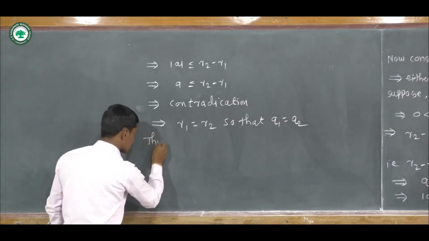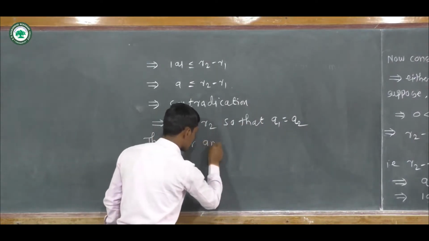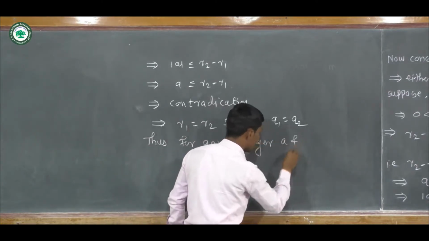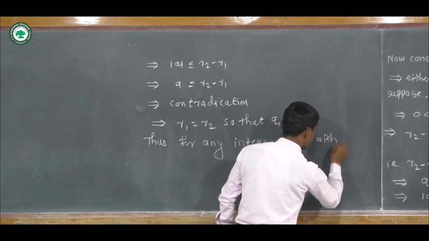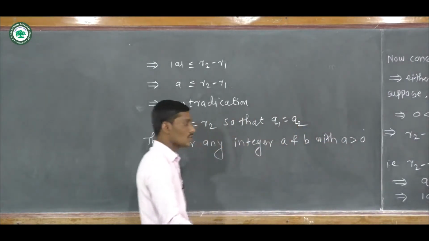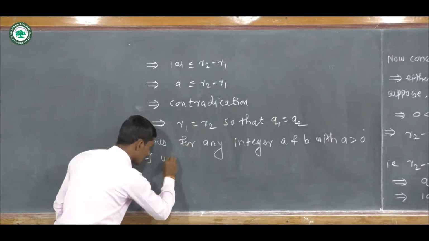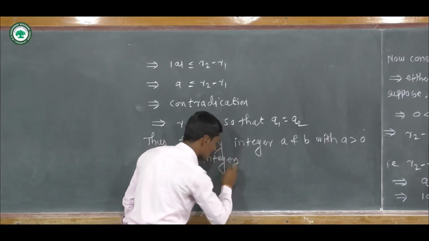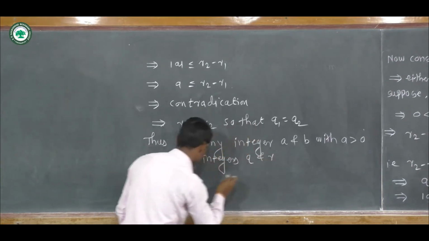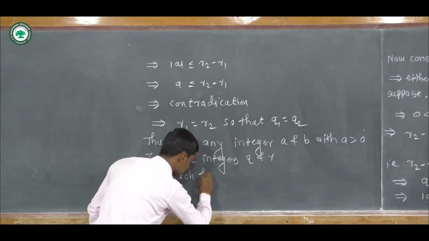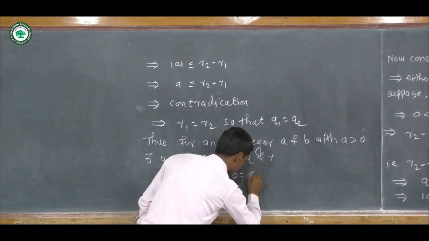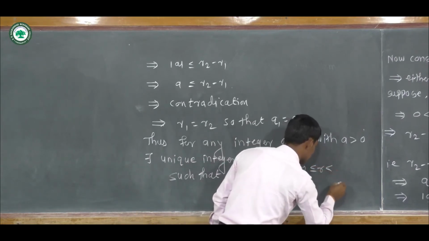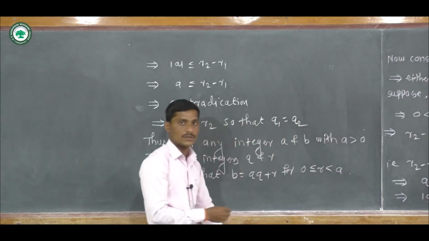Thus for any integers a and b with a greater than 0, there exist unique integers q and r such that b is equal to aq plus r for 0 less than or equal to r strictly less than a. Hence the proof. Thank you.